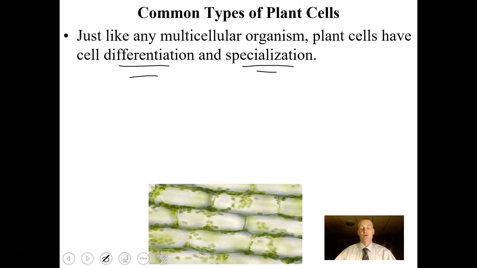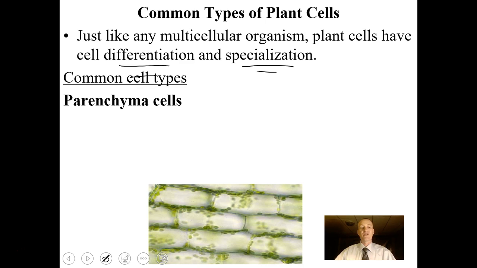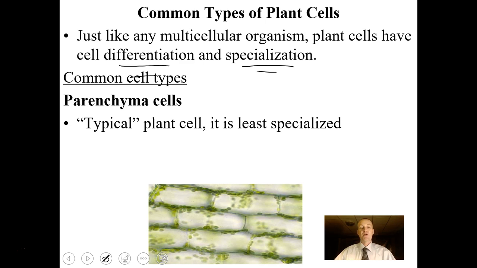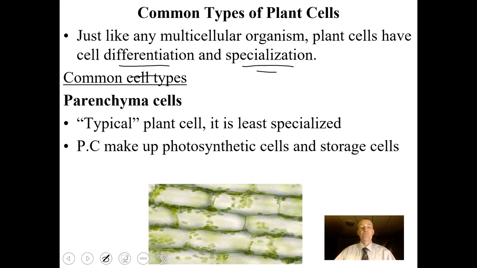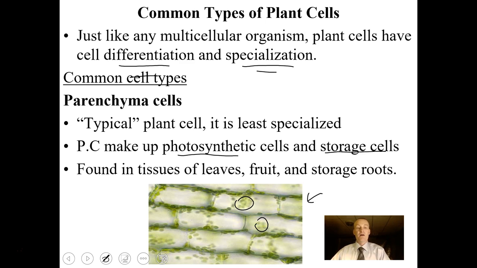The common cell types include parenchyma cells. These are what we would call typical plant cells, and they're the least specialized of the types of cells. Parenchyma cells make up photosynthetic cells, and they make up storage cells. I have an example of a parenchyma cell down here, and you can see inside this parenchyma cell there are little chloroplasts that are going to undergo photosynthesis. These parenchyma cells can be found in tissues of leaves, fruit, and storage organs and storage roots.